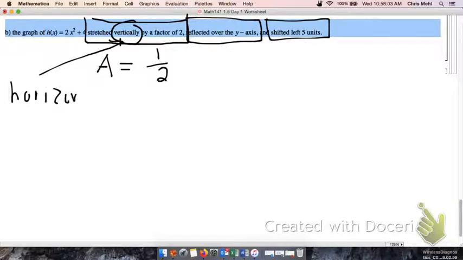Now, if I stretch vertically by a factor of 2, a essentially has to be the reciprocal of the scaling factor. And by the way, there's a typo here, vertically. That should actually say horizontally. Okay. So that's a typo. This should say horizontally.